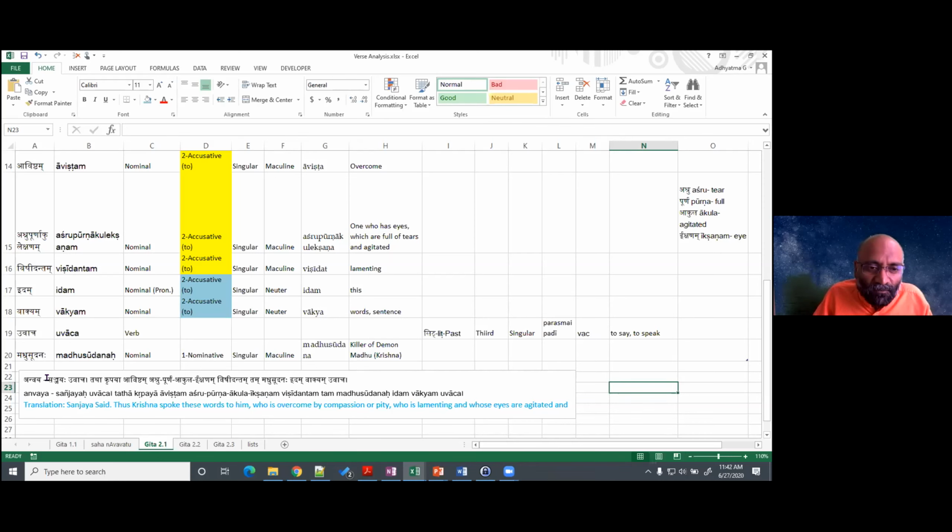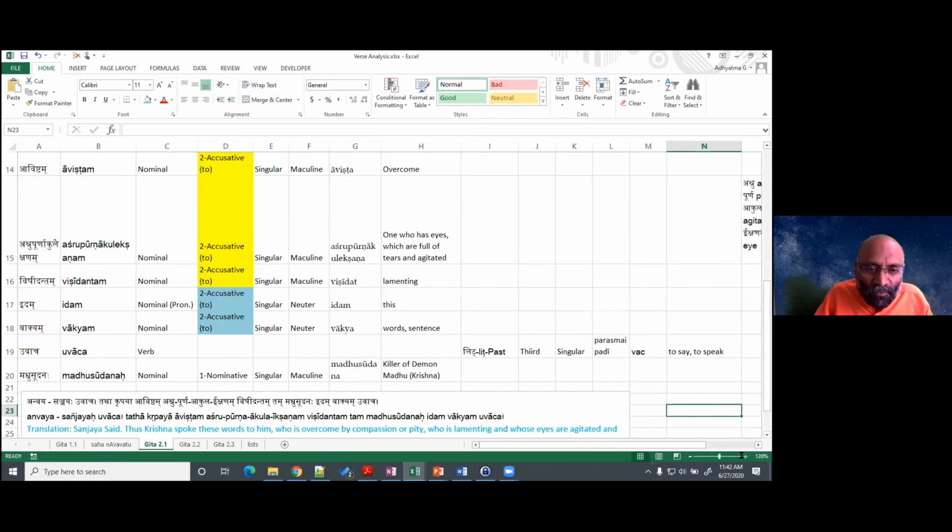This is the Sanskrit Anvaya, which shows how the sentence is written. So: Sanjaya Uvacha, one word, Tatha Krupaya Avishtam Ashrupurna Akula Ikshanam Vishidantam Tam Madhusudanaha Idam Vakyam Uvacha. Generally the verb comes last in Sanskrit: subject, object, verb. Other cases can be put in different places.